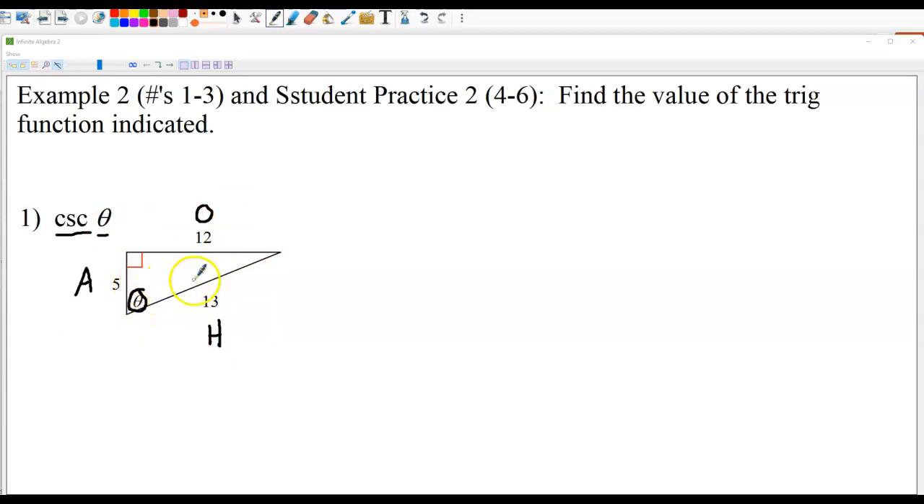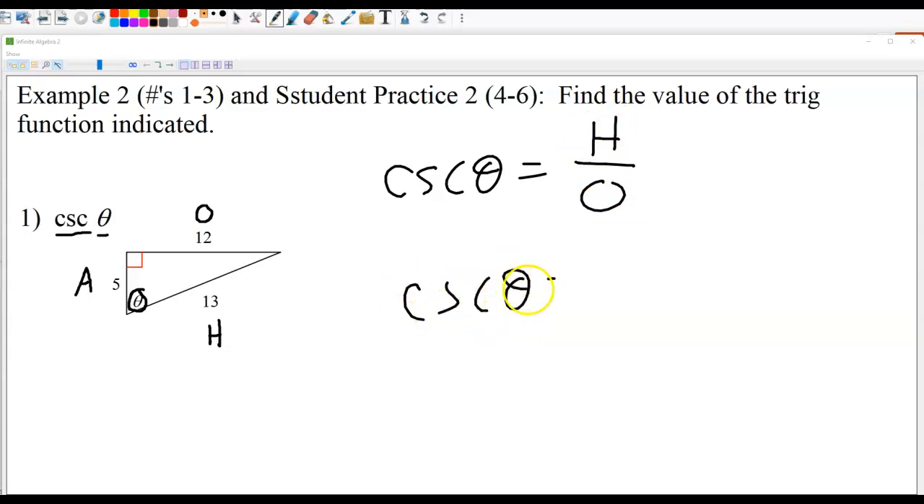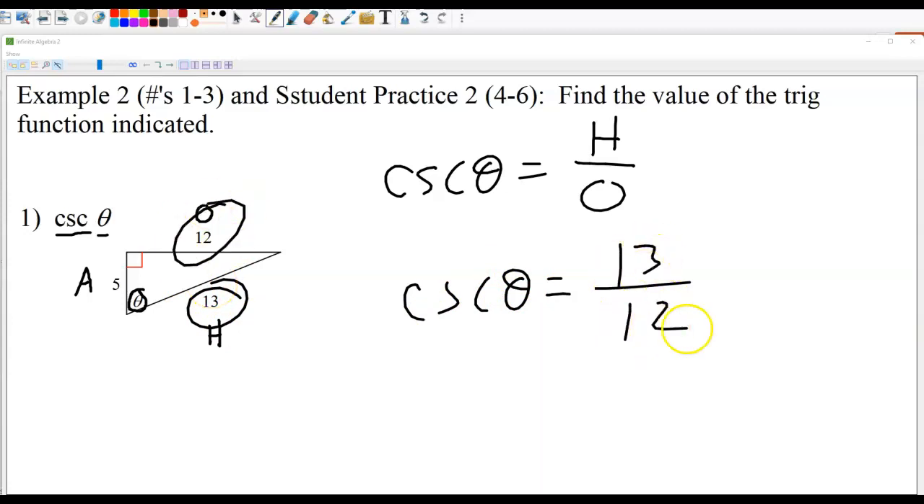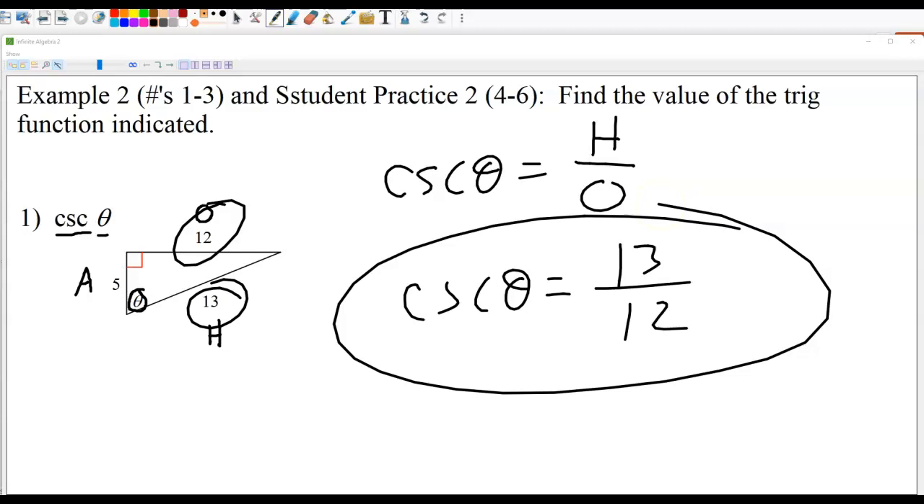So now they want cosecant. Look back at your notes and find out what cosecant is. Cosecant is what over what? Look back at your notes and see if you can recall what cosecant of theta is. It is what side over what side? You may recall it's hypotenuse over opposite. So cosecant of theta in this case is the hypotenuse over the opposite, which would be 13 over 12. And that's it. That's our answer. So cosecant of this reference angle is 13 over 12.